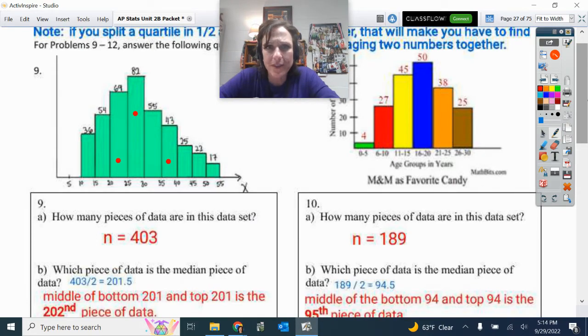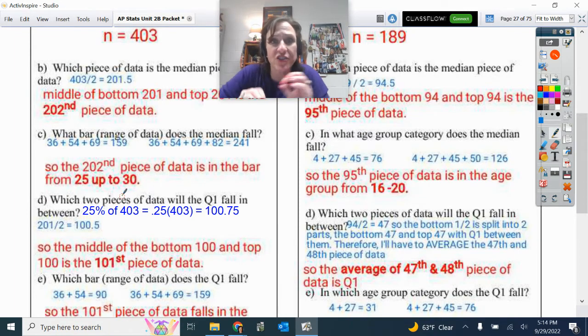And honestly, I don't think College Board is going to get caught up in if it's the 101st or the 102nd piece of data. They're going to make both of those fall in the same bar. They would appreciate that Q1 is at the 25th percentile. So if I do 25% of 403, then I can tell where that piece of data is, about the 100th, 101st, somewhere in there. Okay. And so I'm going to find where that piece of data is located.